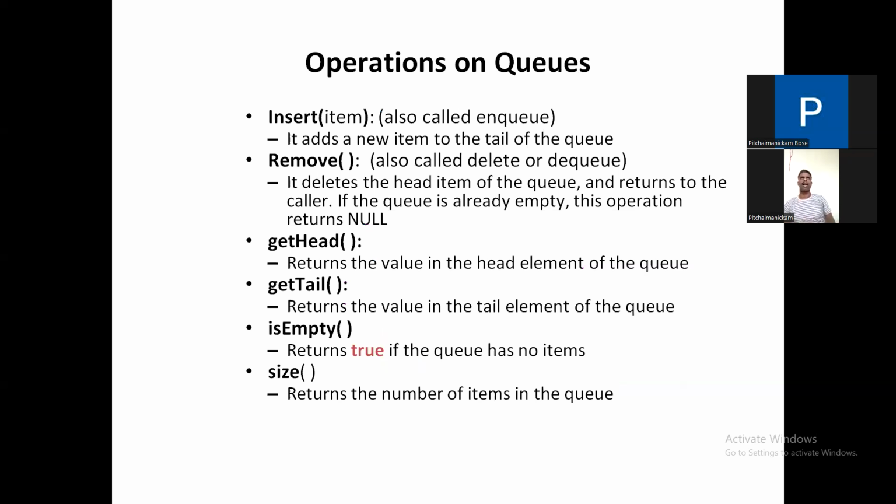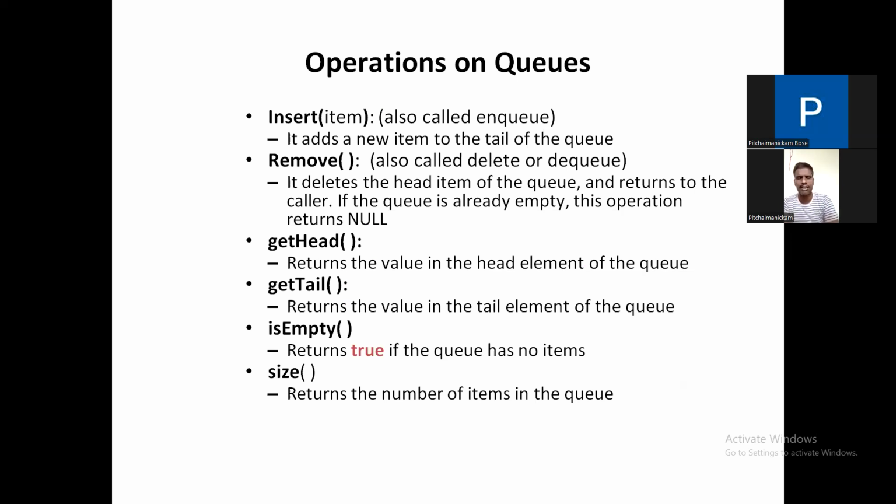What are the additional operations on queues? One is insert, next is remove, and then get head, get tail, is empty, and size. Insert means we insert an element into the queue, also called the NQ process. The DQ process is the remove process, also called delete. It deletes the element that the front pointer points to in the queue.